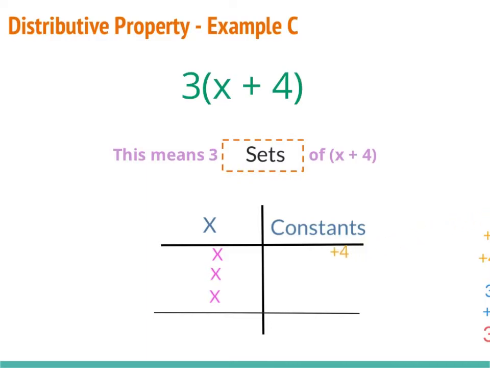Then I've got a plus 4, a plus 4, and a plus 4, because I've got 3 sets of plus 4. So to combine like terms, x plus x plus x is going to give me 3x. 4 plus 4 plus 4 is going to give me 12, so I'm going to end up with a final answer of 3x plus 12. Let's go ahead and take a look at another example.